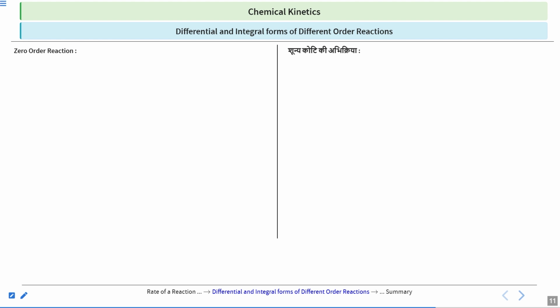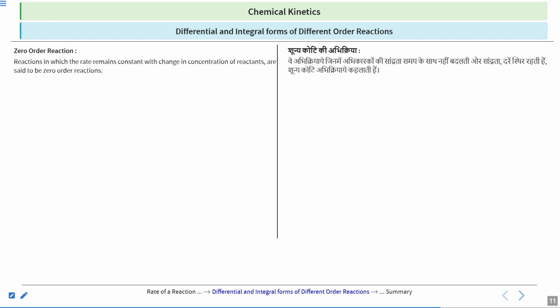Let us now see the differential rate equation and integral rate equation. So what do we mean by this for a zero order reaction? What is zero order first of all? We have talked about order of reaction. When the power of the concentration of the reactant, meaning the sum that we are taking, is zero, then the order of reaction becomes zero. It means there will be no effect of changing the concentration of reactant. Whatever you do, it will not change your overall rate of reaction.